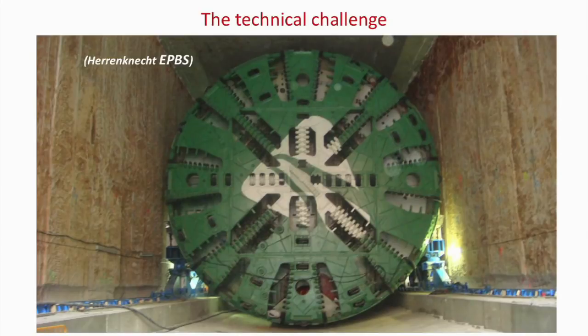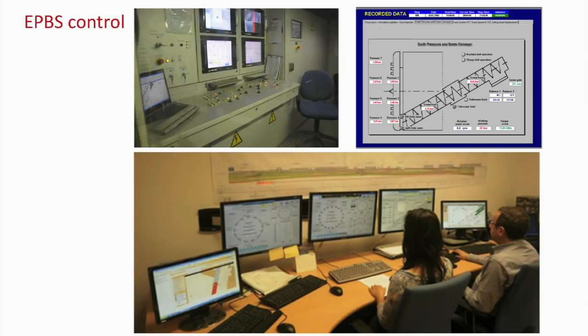And well, this is the machine. A new machine, in fact, was used for this particular case. It is 11 meters in diameter. And this is what I was mentioning at the beginning, that it is very important to control the performance of the machine by having information in real time from all the measurements at the surface.